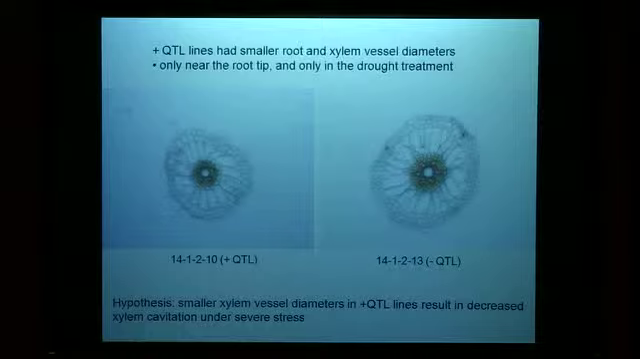And this was really interesting because actually this was a trait that was published back in the early 80s. Richards and Passioura published some work on the importance of small xylem vessel diameters in wheat. And they were hypothesizing, you can comment on this later, that the small xylem vessel diameters are restricting water uptake and maybe a mechanism for saving water for later. So that's one possibility. Another possibility might be that these smaller xylem vessel diameters could result in decreased xylem vessel cavitation. So when there's really high evapotranspiration demand, maybe the smaller vessels are less likely to cavitate.